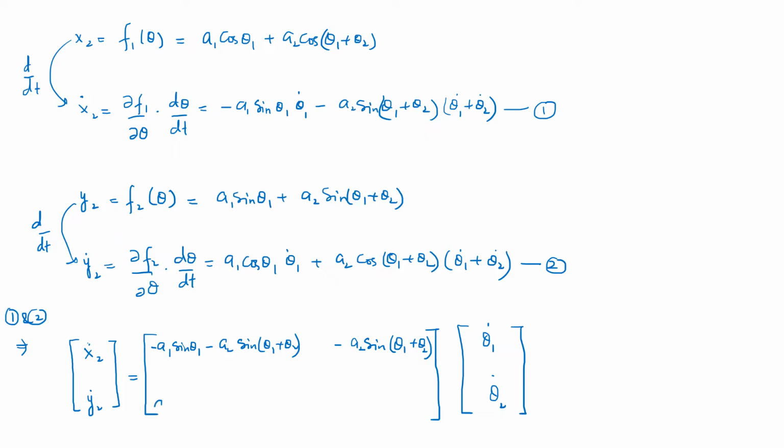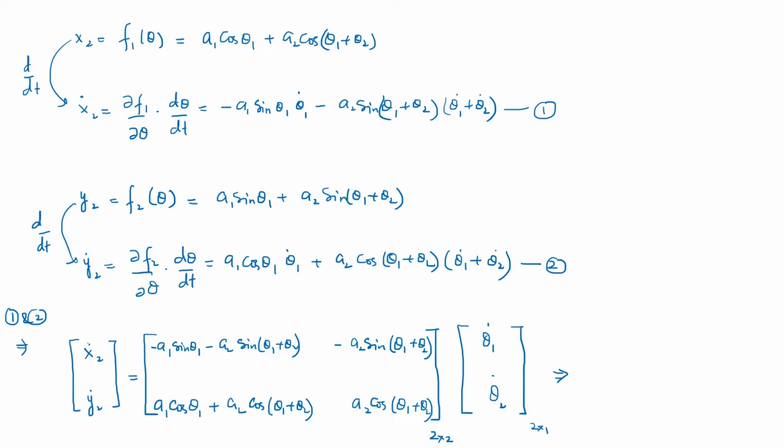This is going to be equal to a1 cos of theta 1 plus a2 cos of theta 1 plus theta 2. And over here you're going to have a2 cos of theta 1 plus theta 2. So this indicates that you have one matrix, a 2 by 2 matrix, multiplied with a 2 by 1 vector of the joint velocities, and that is going to give you the end effector velocities.